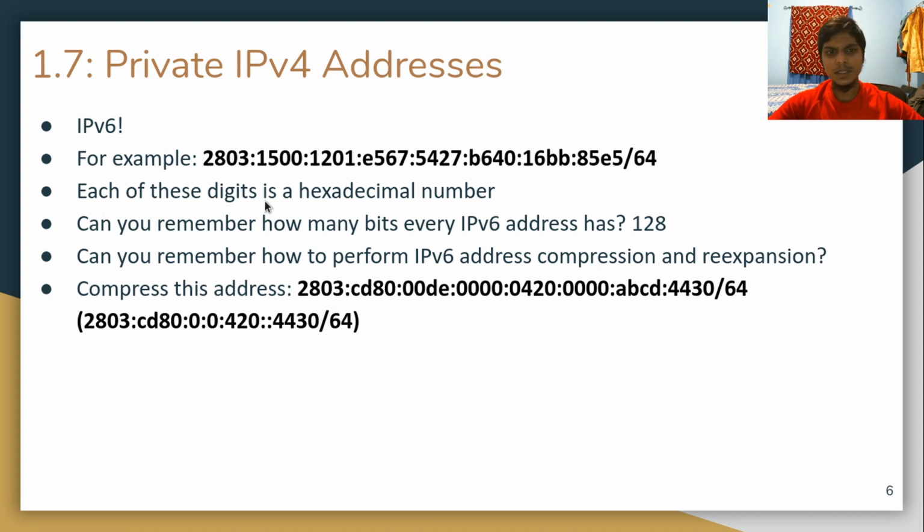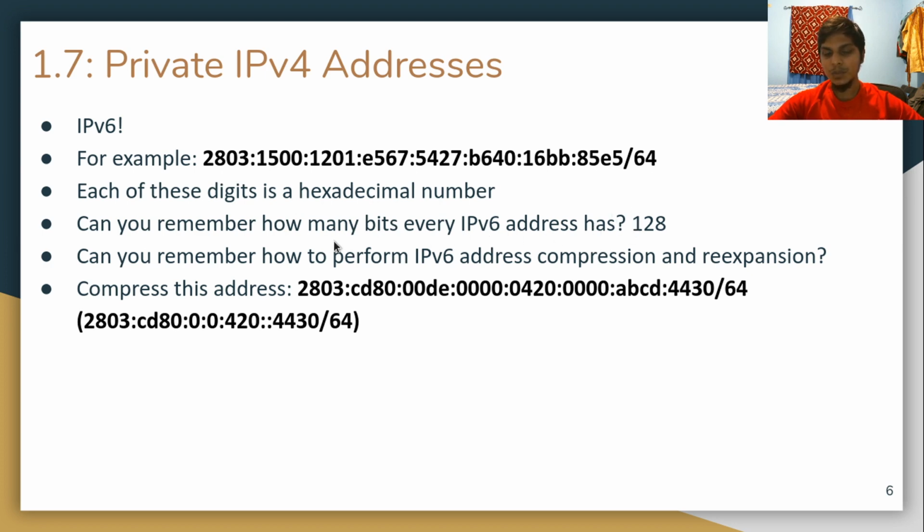So each of these digits is a hexadecimal number. As you can see, we have an E here, a B here, two B's, the next E. So these aren't our normal decimal numbers. These are hexadecimal numbers. Can you remember how many bits every IPv6 address has?